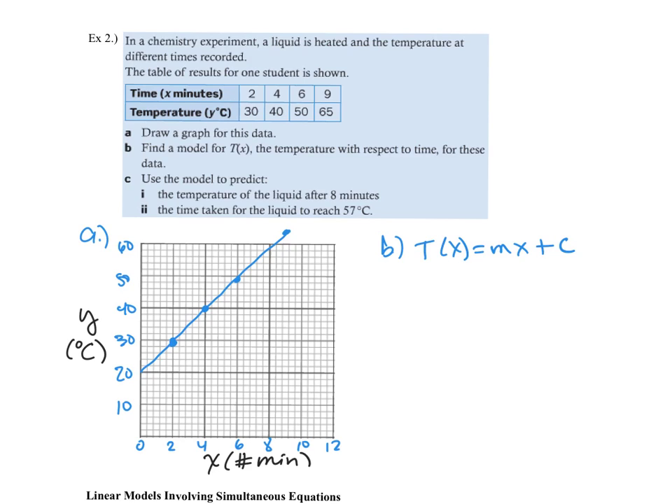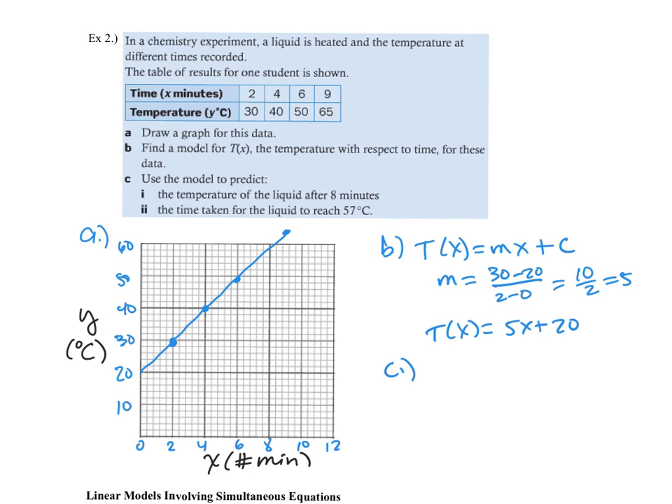So I'm just going to grab a couple of points. I'm going to grab this point, the point (2, 30), and then the y-intercept (0, 20), and use those 2 points to find the slope. So my difference in y's would be 30 minus 20, and my difference in x's would be 2 minus 0. So that turns out to be 10 halves, or 5. And then as you look at the graph, you can see that our y-intercept is 20. So our function is going to be T of x equals 5x plus 20.